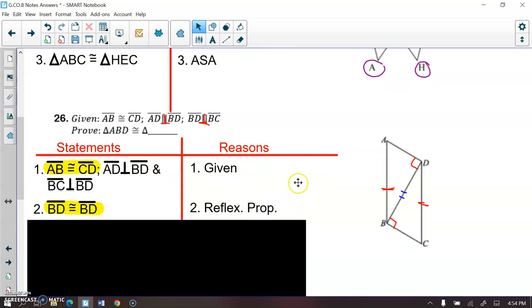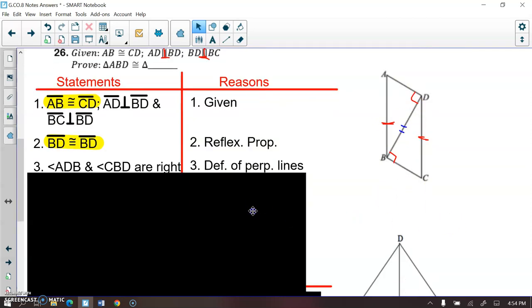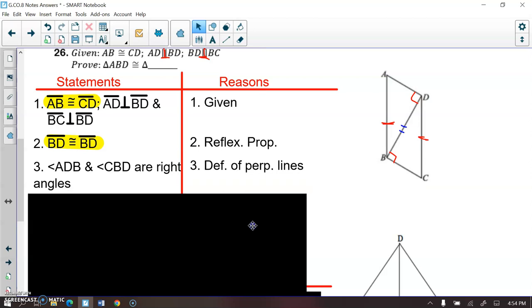But in order to use HL, we do need to specify that we're working with right triangles because HL only works with right triangles. So knowing that these lines are perpendicular to one another, I know that angle ADB and angle DBC are right angles. That's the definition of perpendicular lines. And you can see how I abbreviated that.